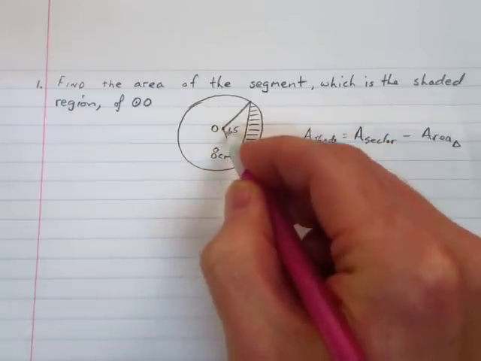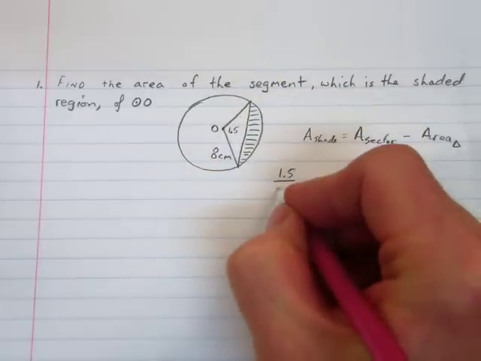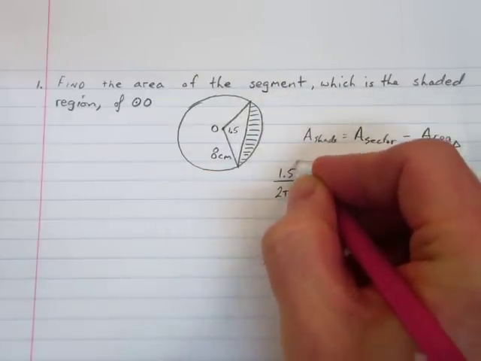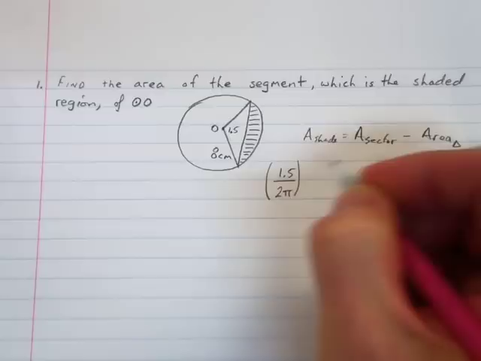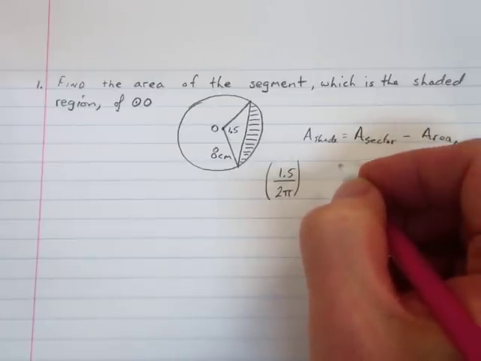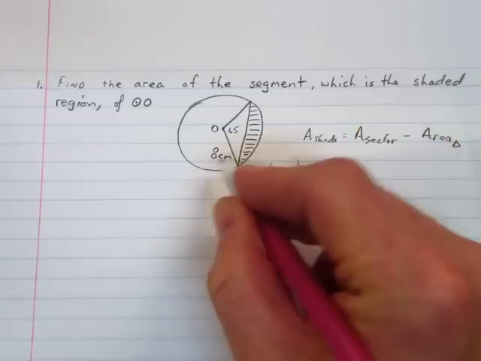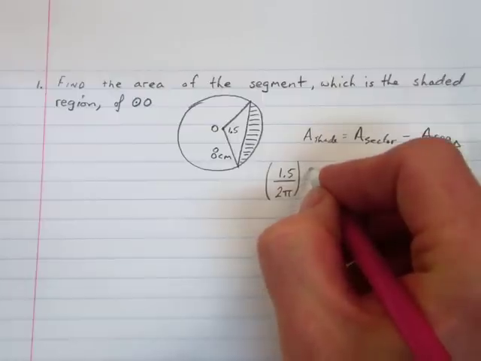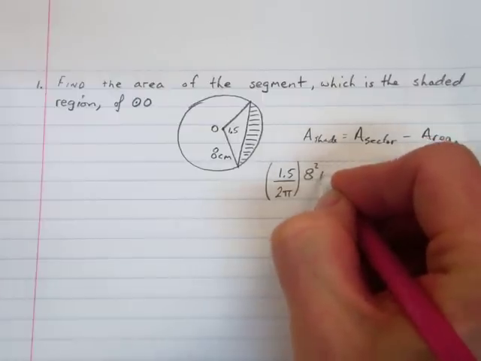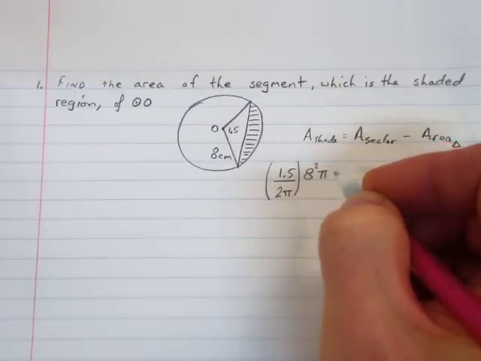What is a whole circle in radians? That is our 2 pi. So this is the fraction of the circle that we have. And what is the area of the circle? That would be pi r squared, and our radius here is 8. So it would be 8 squared times pi.